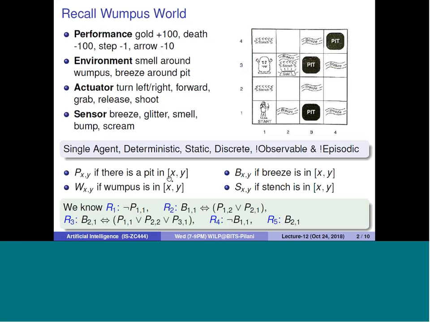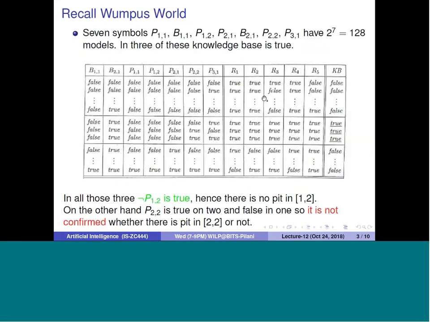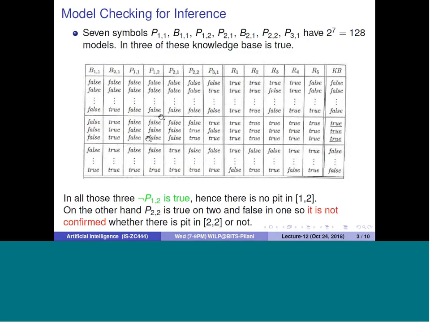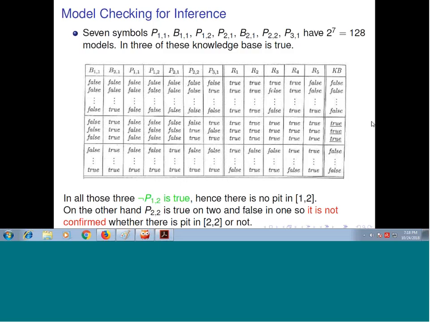So what does it mean? P12 means there is a pit in this particular location. And we have seen that if all these equations are true, they make a condition such that P12 is false everywhere. It means that there is no pit in location 1 2. Are you with me? Correct. All right. You are absolutely right.